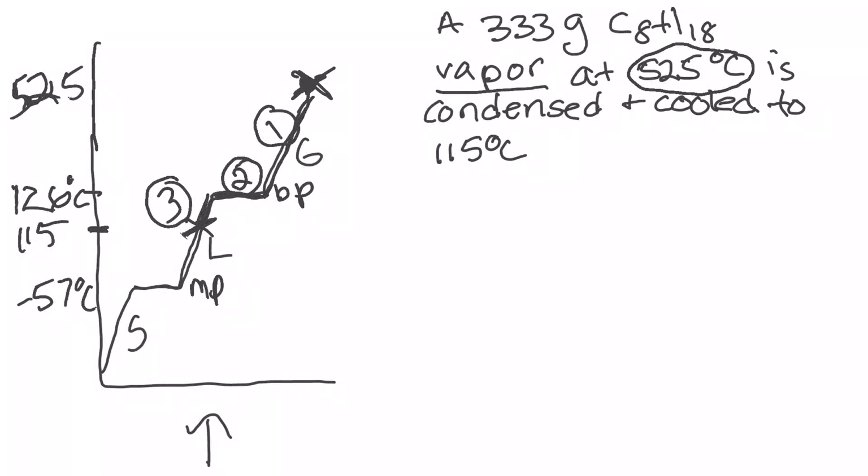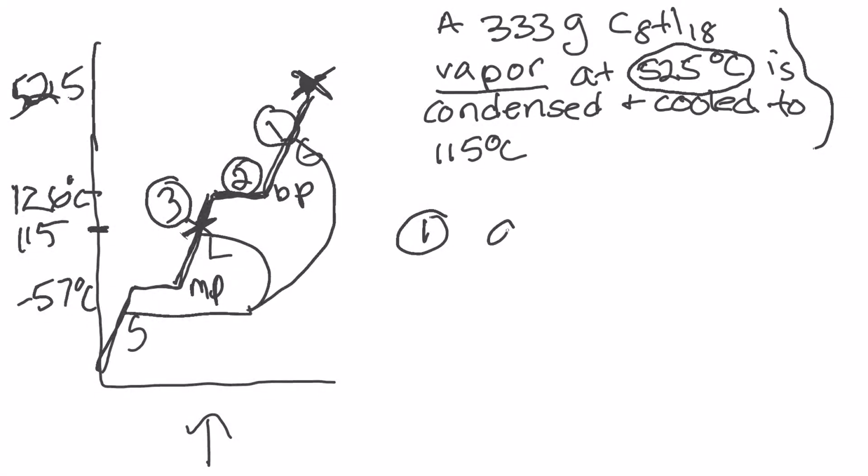So to solve this problem, I actually have to solve three problems. I have to cool the gas, then condense it, then cool the liquid. So I'm going to use 3 different equations. Anytime I have a diagonal part of this graph, so here, here, or here, I use the Q equals MC delta T equation. If it's a gas, I use the C for gas. If it's a liquid, I use the C for the liquid. If it's a solid, I use the C for the solid.